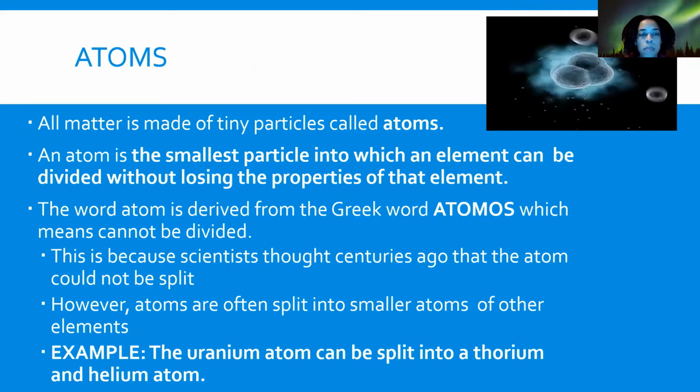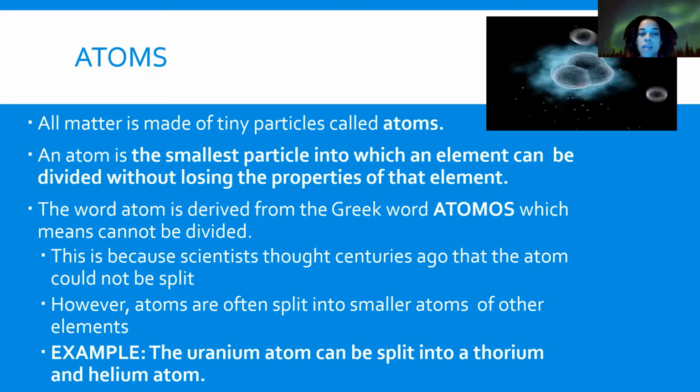Atoms. All matter is made up of tiny particles called atoms. An atom is the smallest particle into which an element can be divided without losing the properties of that same element. The word atom is derived from the Greek word atomos, which means cannot be divided. This is because scientists thought centuries ago that the atom could not be split.